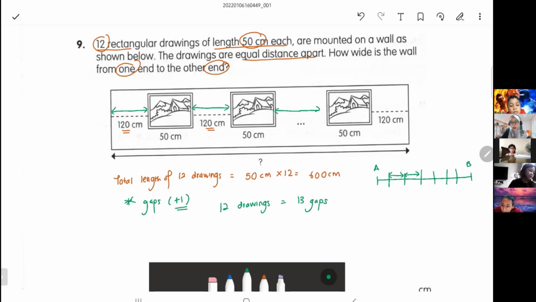Understand? It's always like that. If I have 12 lampposts, how many gaps? 13 gaps. If I have 20 lampposts, how many gaps? 21 gaps. Understand? It's always like that.